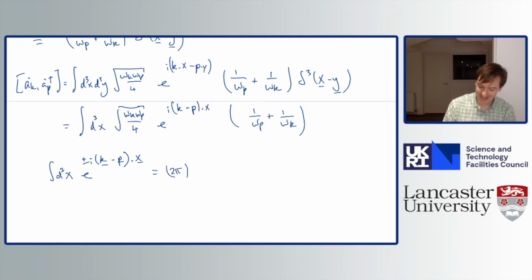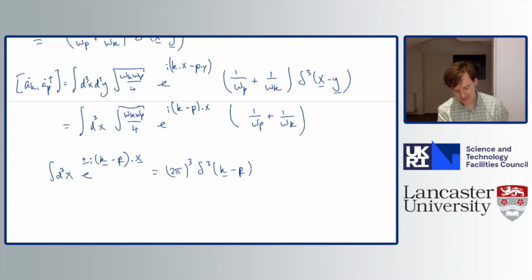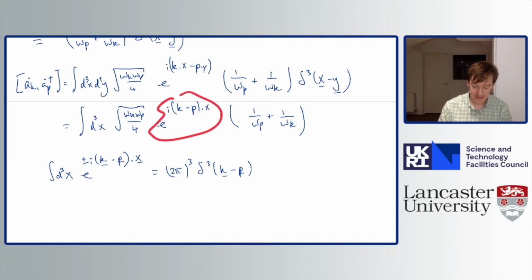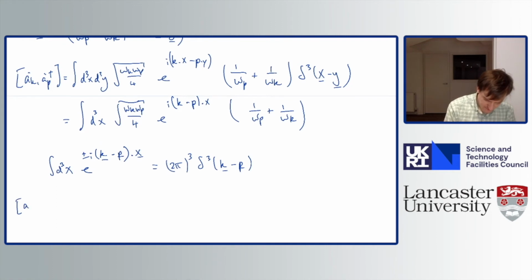But anyway, the important point is that when we integrate this exponential over d3x, we get another delta function. So this becomes a delta 3 of k minus p. The sign in front doesn't matter because for k minus p and p minus k, the delta functions are the same. So we can do that in the integral above because the only x dependence does enter from this exponential term. So let's use that in the expression above.